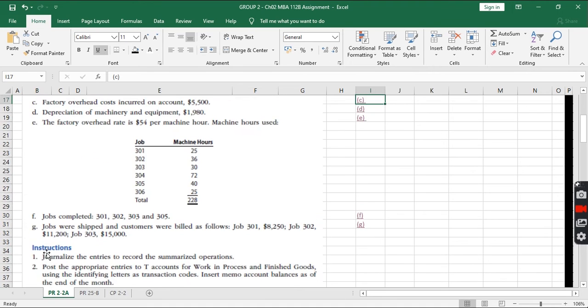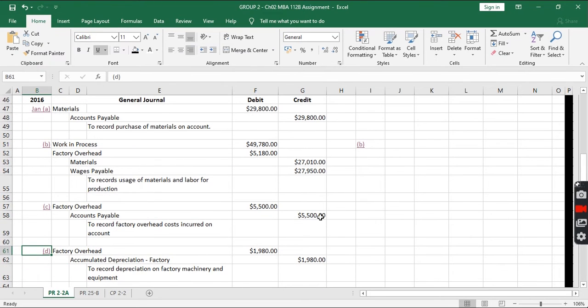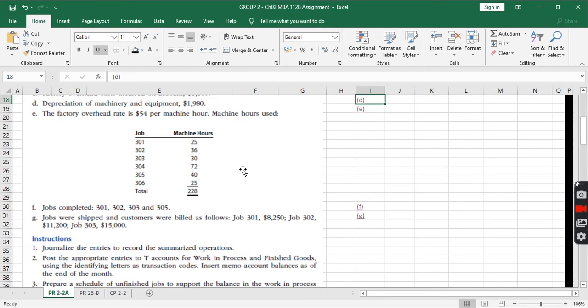For our fourth transaction, we have depreciation of machinery and equipment, 1,980. So with this, the entry for such would be, again, since it was actual factory overhead costs incurred, debit to factory overhead 1,980, and then credit to accumulated depreciation, factory 1,980. For our fifth transaction, the factory overhead rate is $54 per machine hour. Machine hours used are as follows.